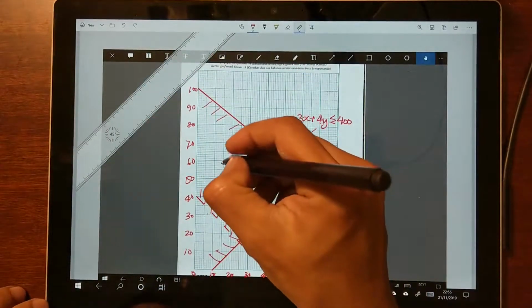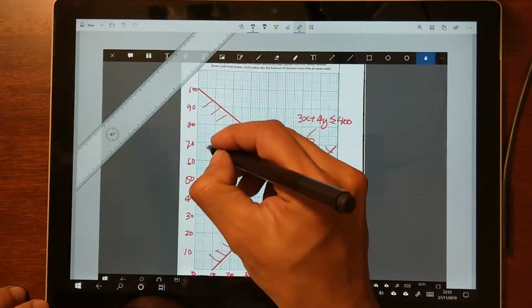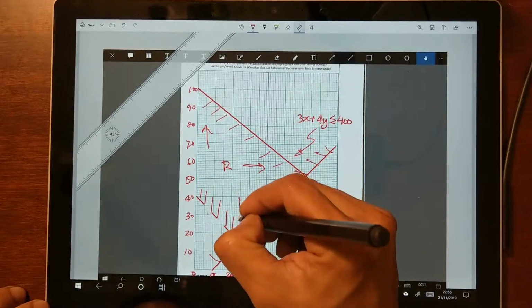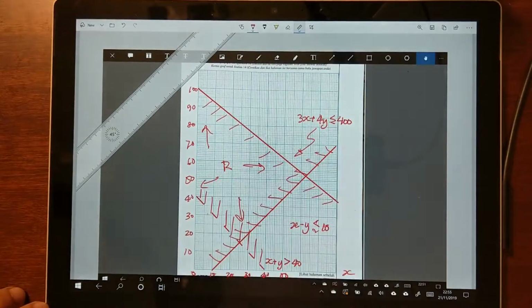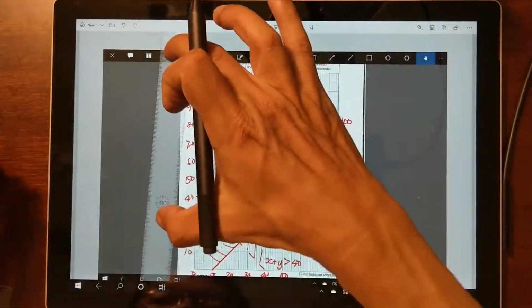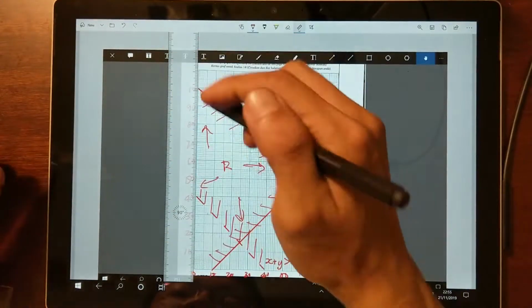Alright, so this is region R. That little four-sided zone there. Obviously you've got a straight line here as well.